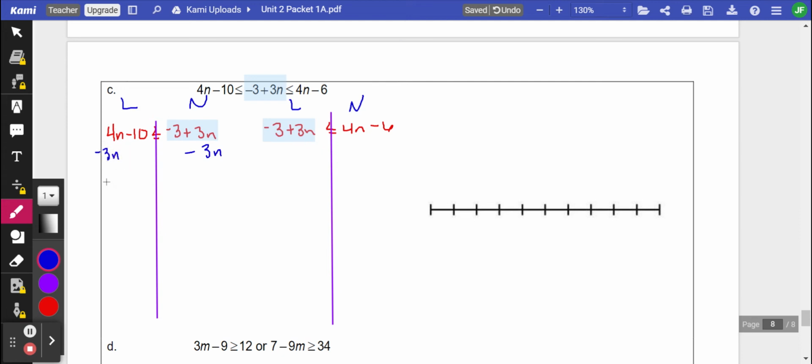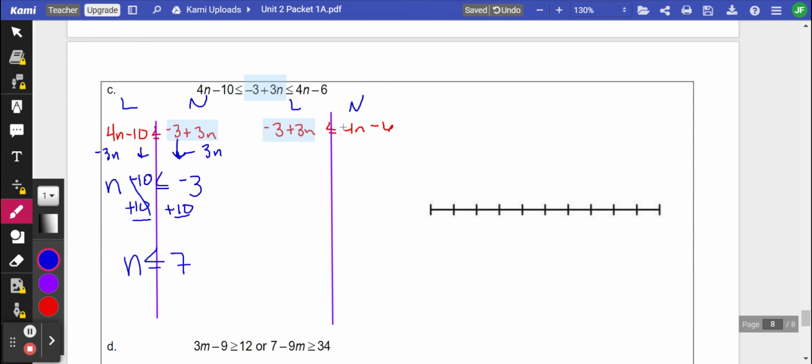So 4n minus 3n is 1n, or just n. And since we subtracted, we're going to keep the sign the same, so less than or equal to. And then bring down our other two numbers. And now to get rid of that minus 10, I'm going to add 10 to both sides so that it cancels, and I get n is less than or equal to 7.